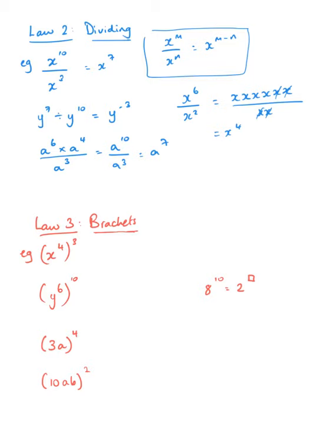With brackets, we have quite a similar thing that's going on. This is going to be x to the power 12. And again, if we think about what's happening, that's x to the power 4 times x to the power 4 times x to the power 4.